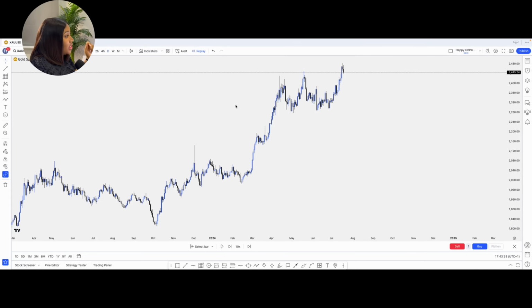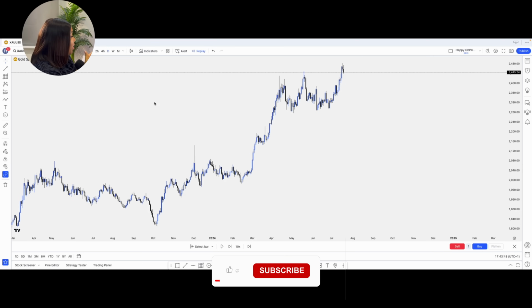Alright guys, so this is how I do my top-down analysis or my multi-time frame analysis. Whenever I'm looking at the monthly, weekly, and the daily time frame, what I'm just trying to point out from there is actually the general market trend. I want to understand where the market is directed at. I want to know whether it is pushing up or it is pushing down.